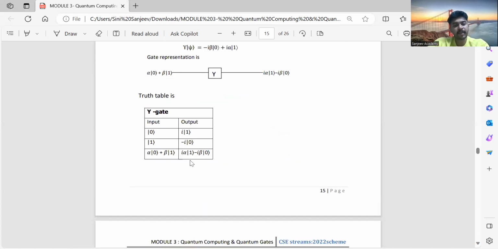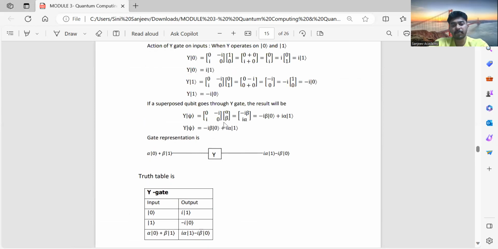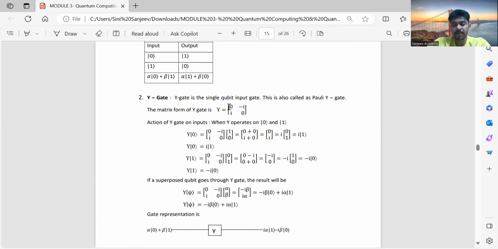Again, coming to the Y gate, 0. The output is what? i of 1. Correct? 1 is minus i of 0. Alpha of 0 plus beta of 1, I'll be getting out i alpha of 1 minus i beta of 0. In the sense, we have to just do the operation. See, again, this can be done. Very simple thing. Y value already we have discussed: 0, minus i, comma, i, 0.